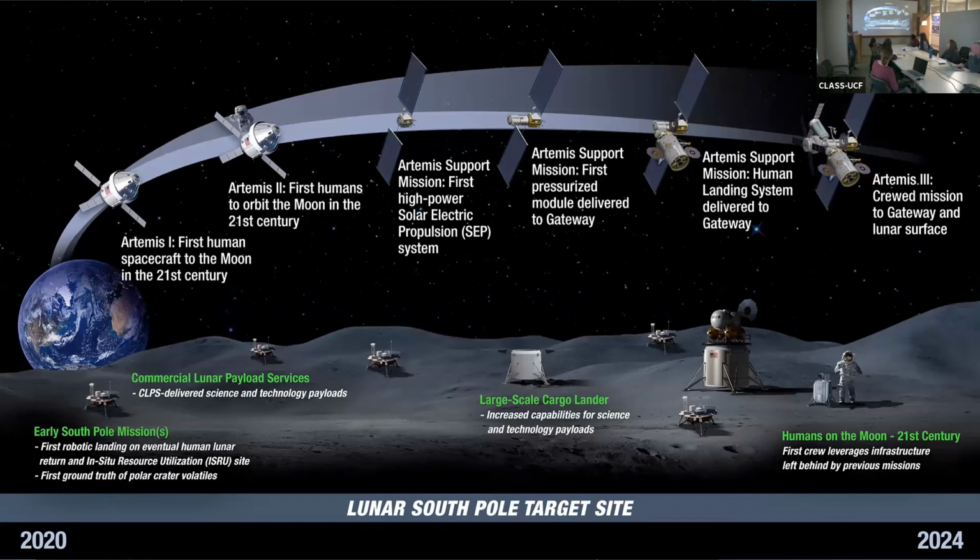We have a bunch of the different Artemis flights themselves. So the first human spacecraft to get to the moon, the first humans to orbit the moon in the 21st century. And then this goes through the production of the Lunar Gateway, which is going to be basically the moon's version of the ISS. So we're going to be able to use that to propel astronauts forward and farther.